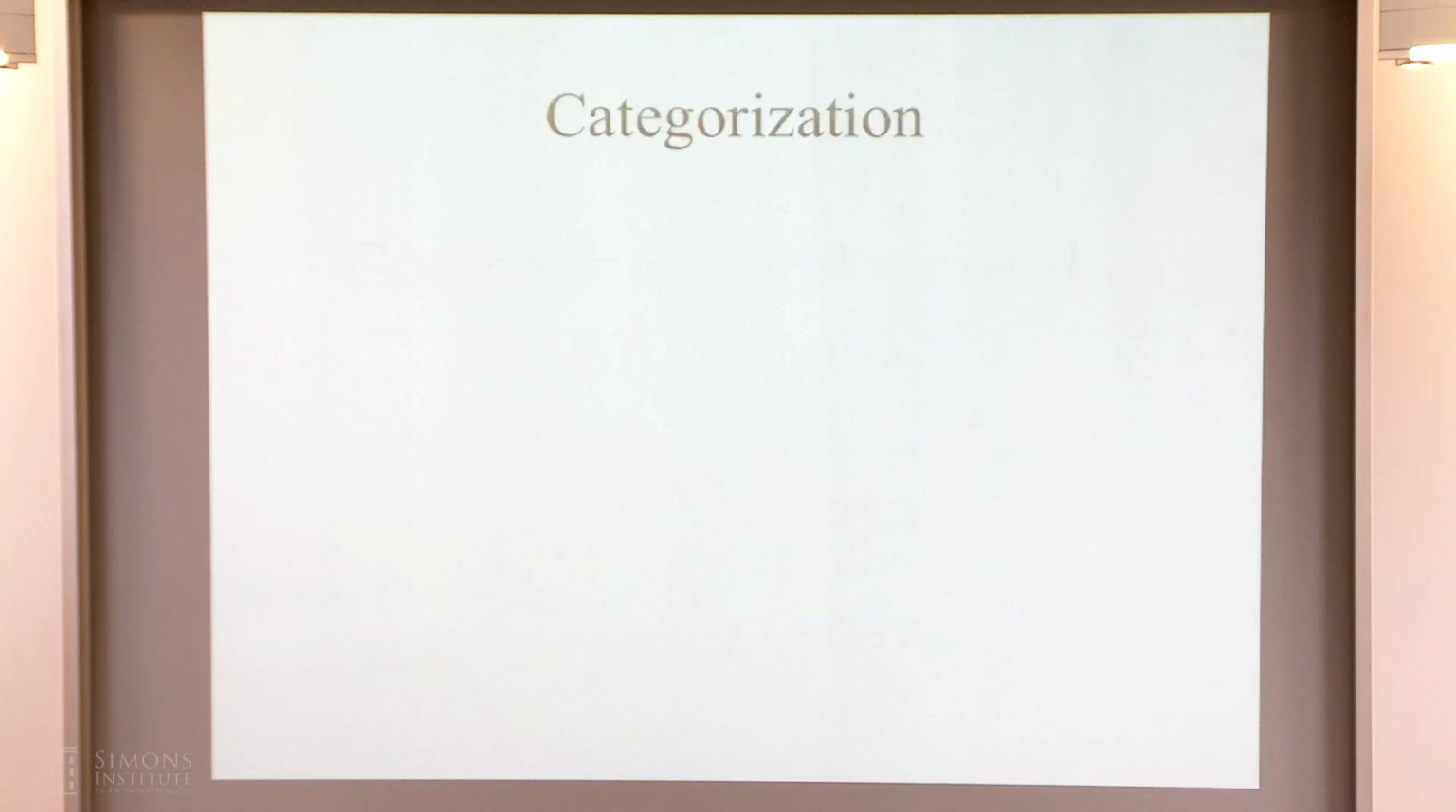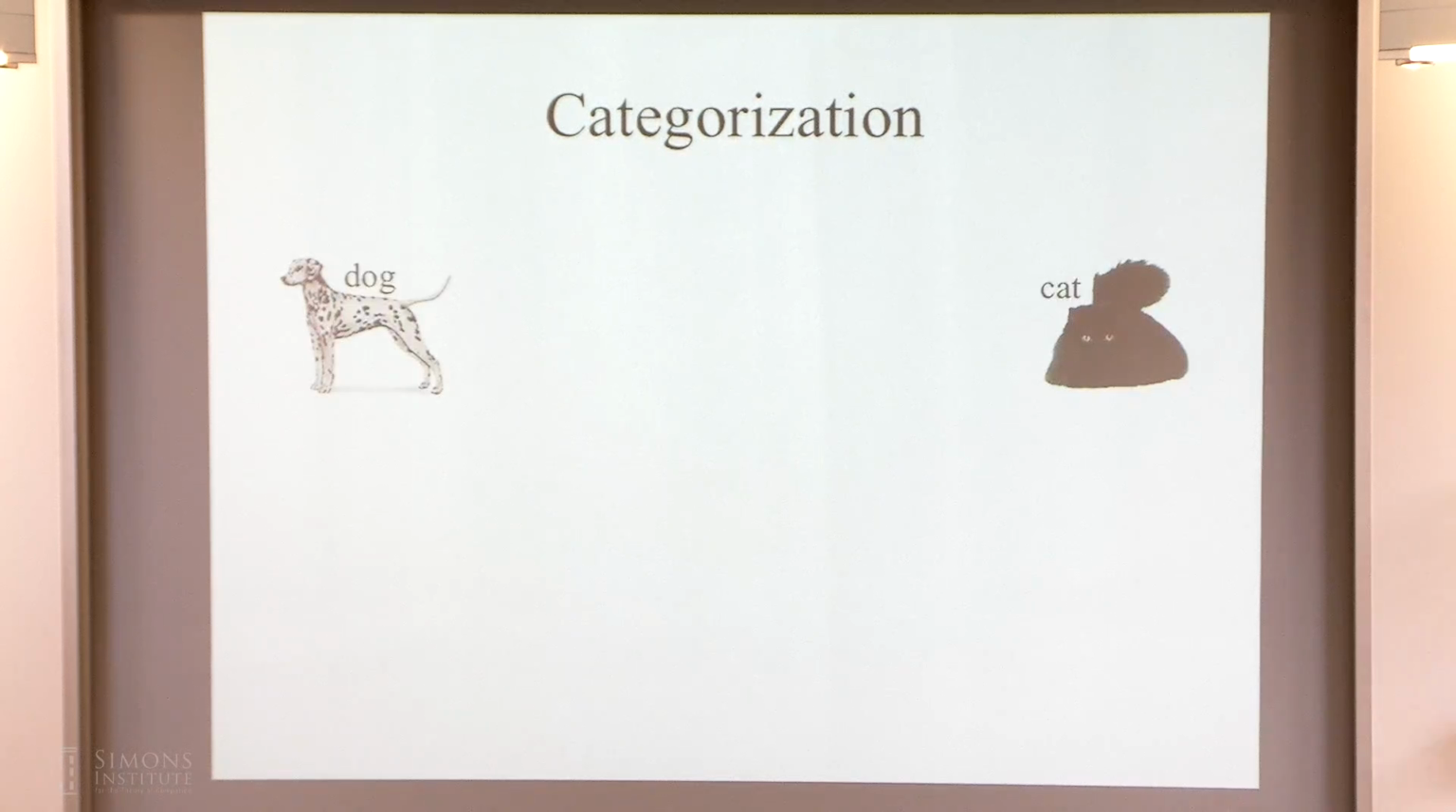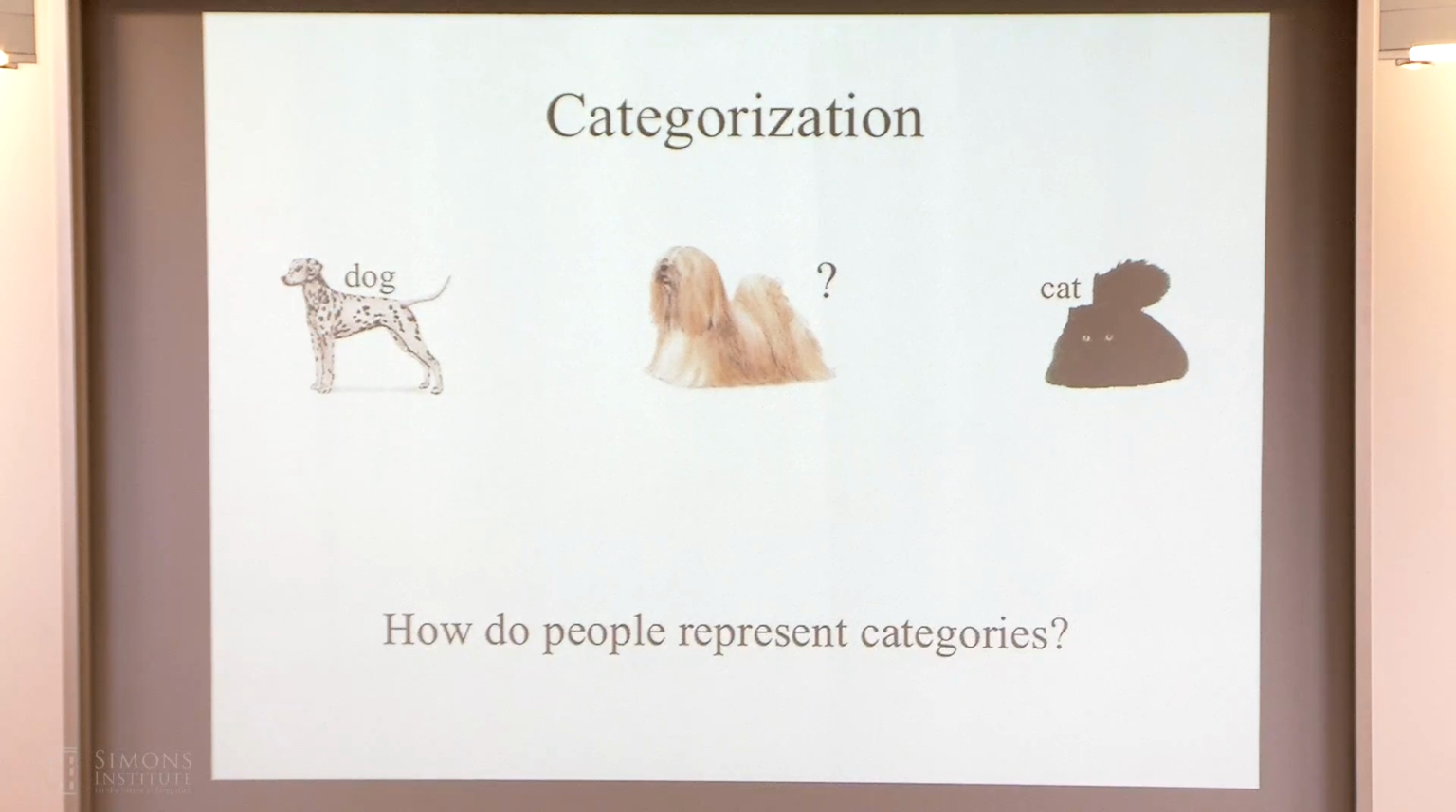So I'm going to focus on one particular problem, which is a problem of categorization. So basically, the question of how it is that you know that that's a dog and that's a cat, and then when you see something novel like this, you're able to make a reasonable inference about what category it might belong to. So the question that psychologists have asked here is a question about how it is that people represent categories. Like, what is it that's inside your head that's allowing you to solve this kind of problem? And so there have been a lot of different approaches that have been taken to try and understand that.